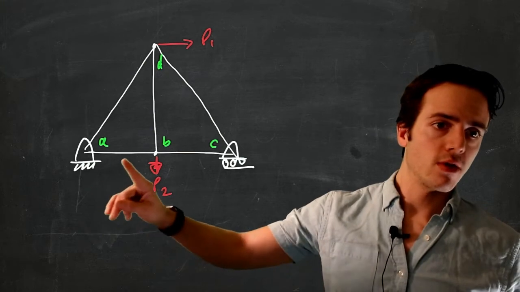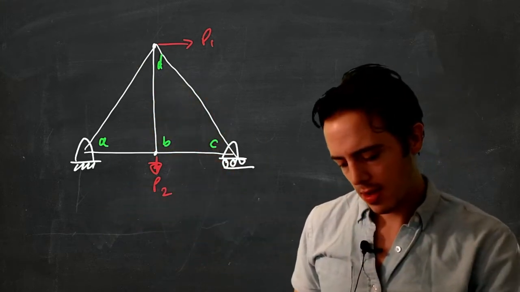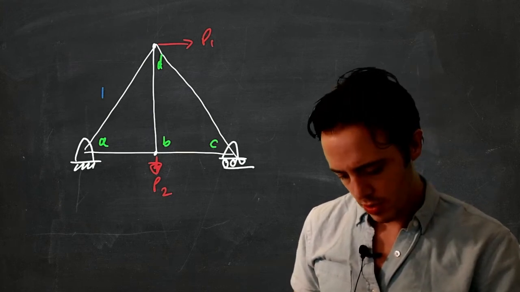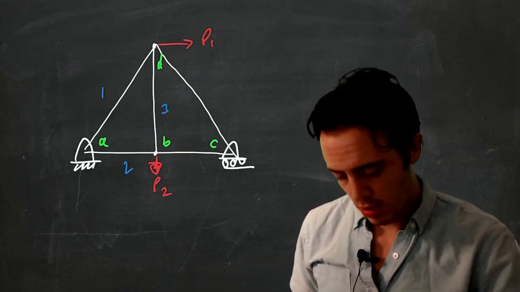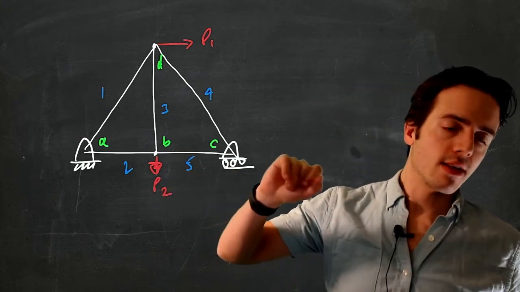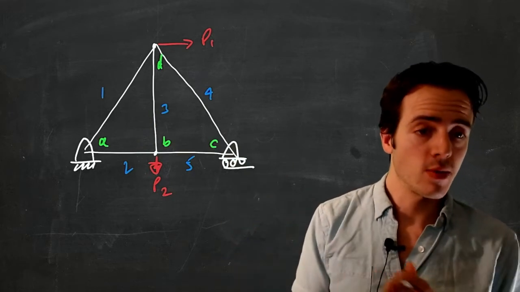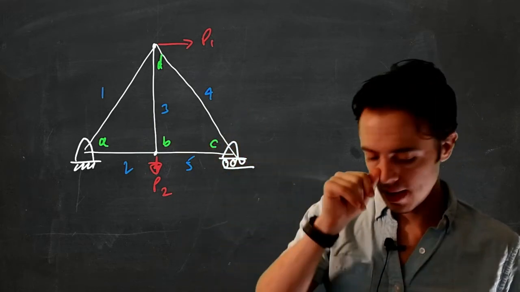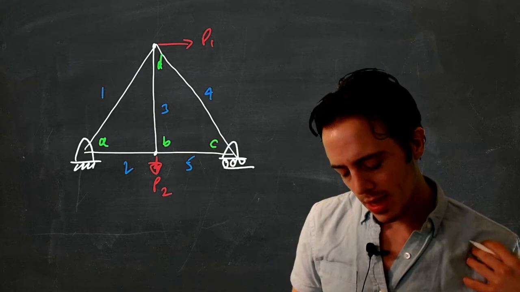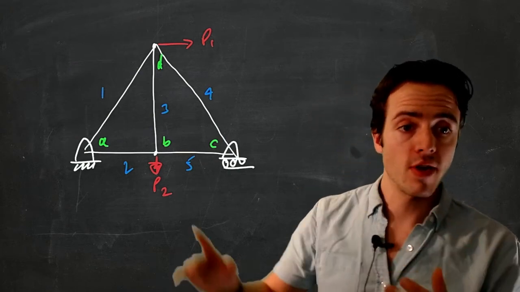So we've got four nodes, A, B, C, and D. And then I'm going to number the members 1, 2, 3, 4, and 5. Let's say we want to determine the internal forces in the structure. It's statically determinate, so we can get those just as a function of P1 and P2. Let's say we want to determine the displacements in the direction of P1 and P2.